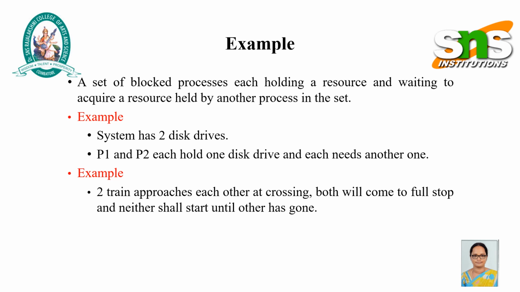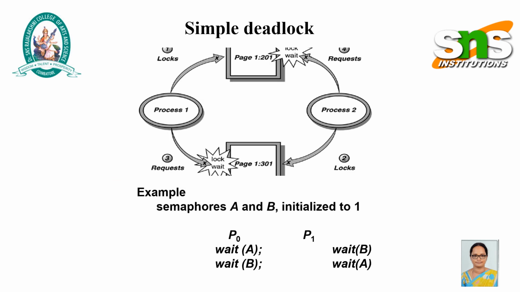For example, a set of blocked processes each holding a resource and waiting to acquire a resource held by another process in the set. The system has two disk drives, P1 and P2 each hold one disk drive and each needs another one. Another example, two trains approach each other at a crossing. Both will come to a full stop and neither shall start until the other has gone. So these are the examples.